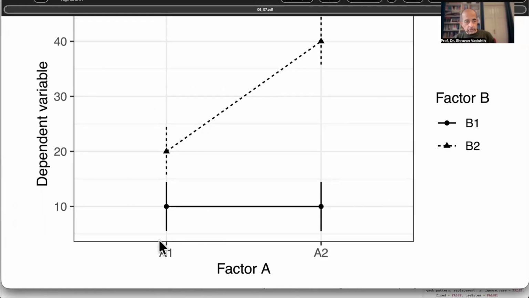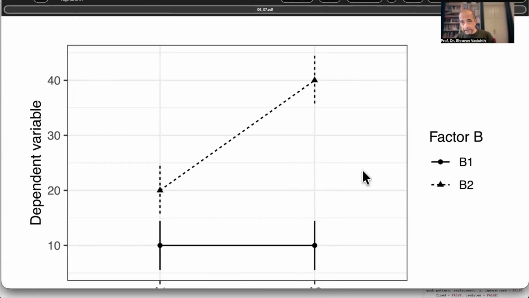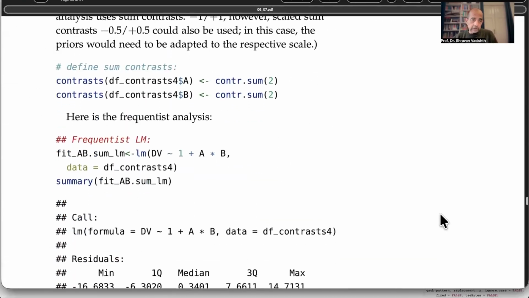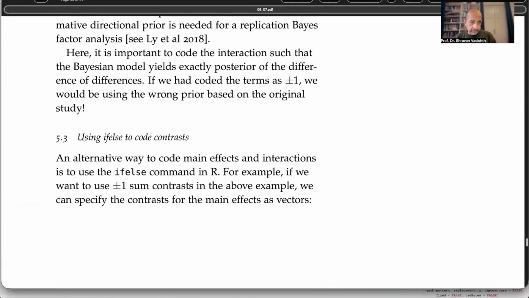Of course, you could also ask yourself, within the A1 factor level, are these two conditions different from each other? Within the A2 factor level, are these two conditions different from each other? That's also a nested contrast. It depends on what your question is, right? This is often a question of interest for researchers. So you can define your nested contrast very easily.